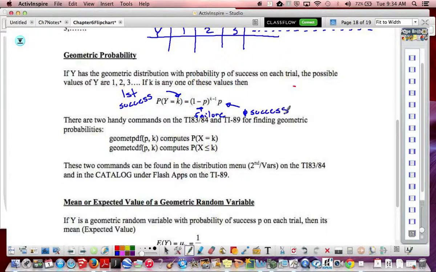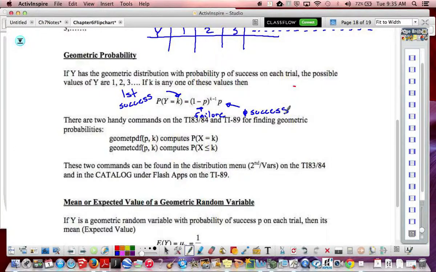So if you think about how this formula is set up, the probability that your first success occurs on a specific number, well, you have to fail one less time than where you want your first success to occur. So you're going to fail K minus 1 times. Then you're going to times it by the probability of success.